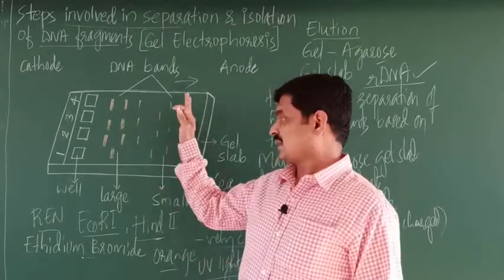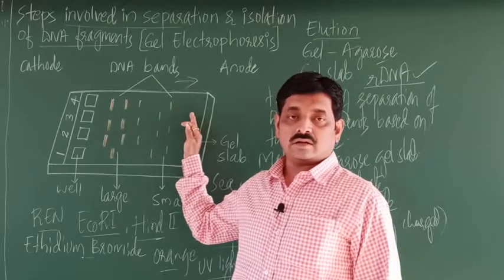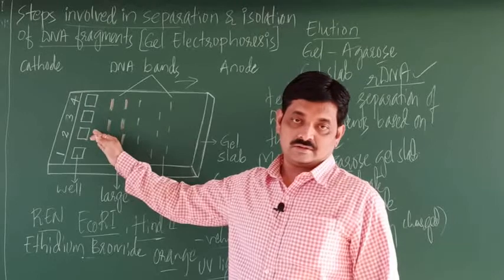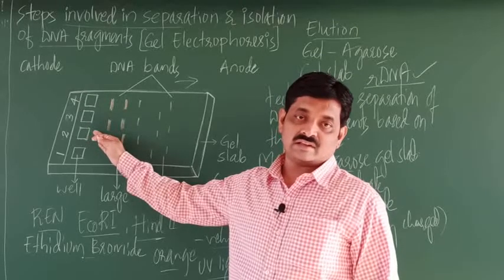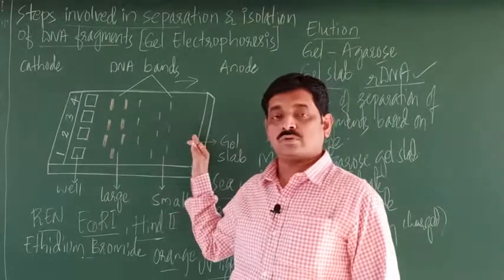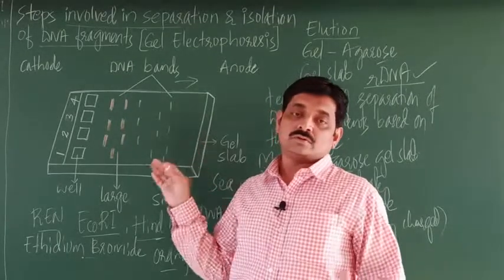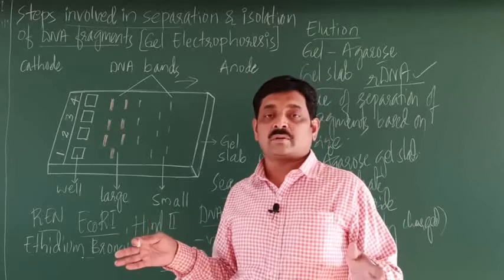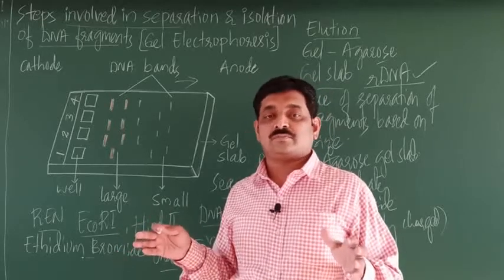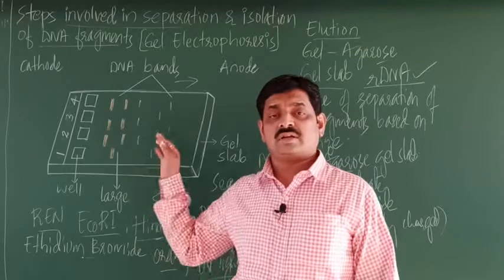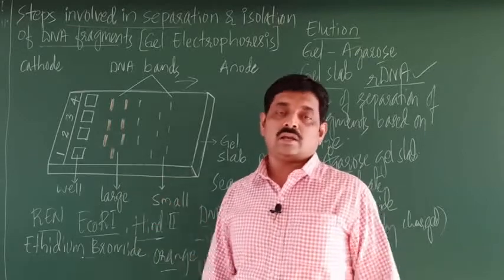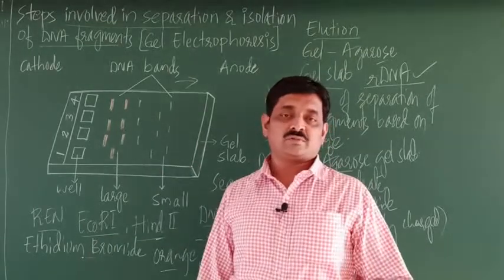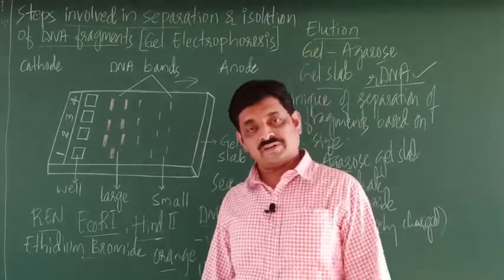So smaller ones you can see at one end, larger ones at another end, right? Towards the cathode you can see the larger fragments, towards the anode you can see the smaller fragments. So this sorting out or separation of DNA fragments based on their size is done by this technique called gel electrophoresis.